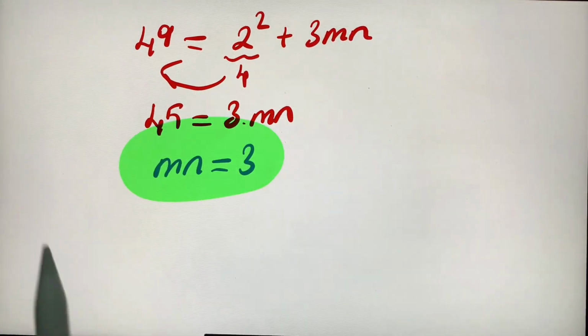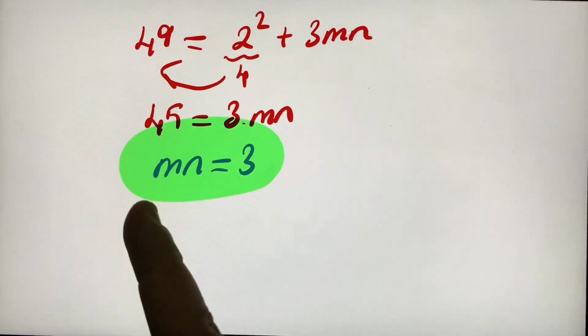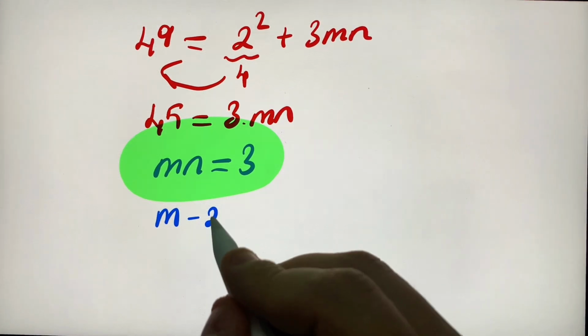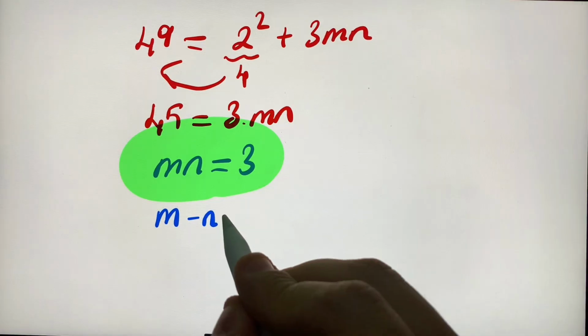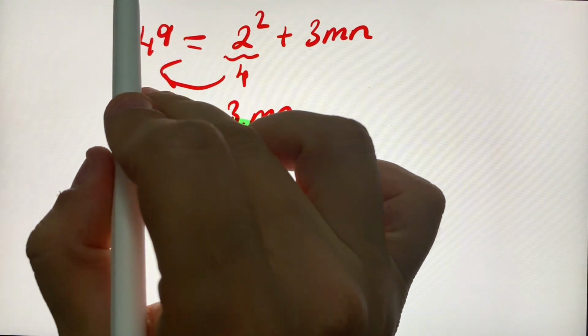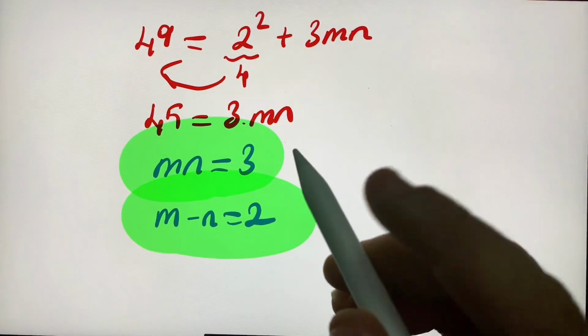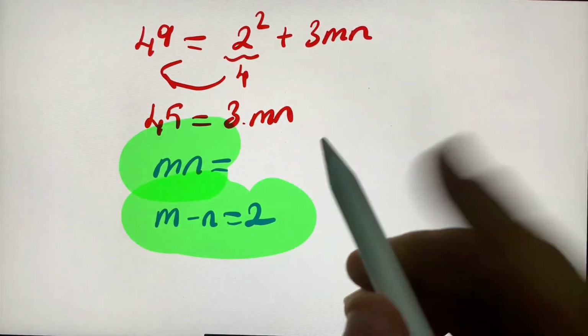Now what information do we have? We know that m times n is 15. Oops, I wrote this wrong. Let's fix it now. We know that m minus n is also 2. Sorry, I think we spelled this wrong too. Yes, this will be 15.